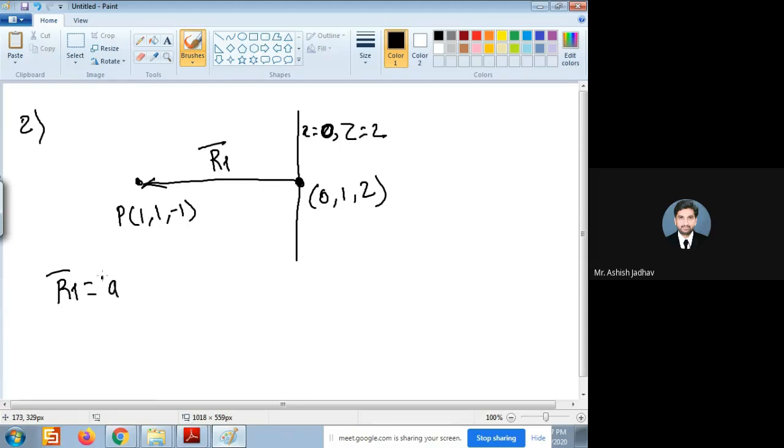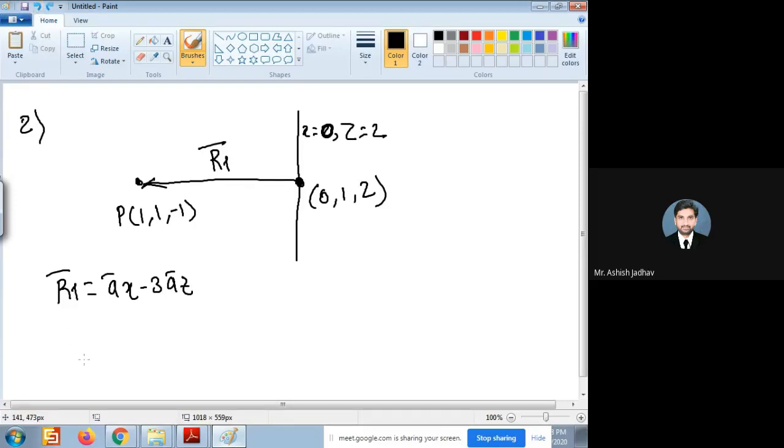So this would be A bar x, 1 minus 1 means it will be 0. So minus 1 minus 2, this is going to be minus 3 A bar z. Right. So now we have calculated RL bar.